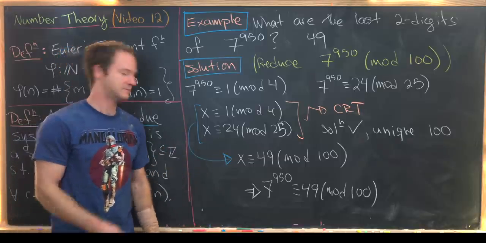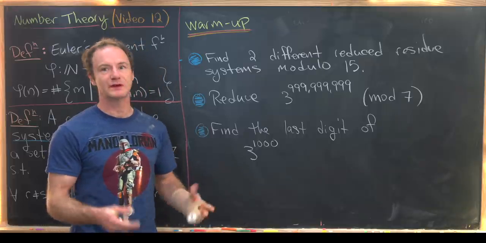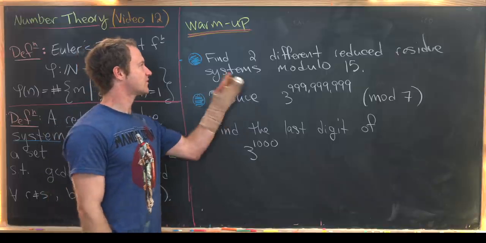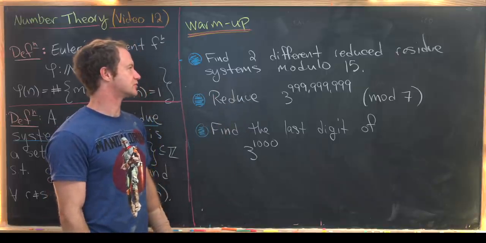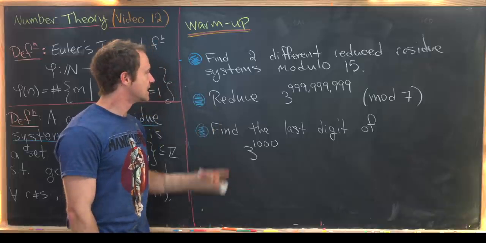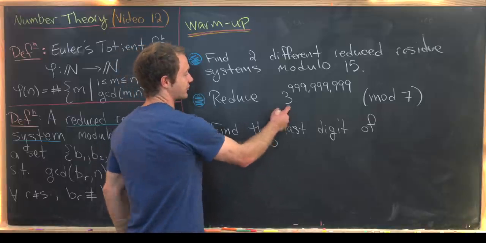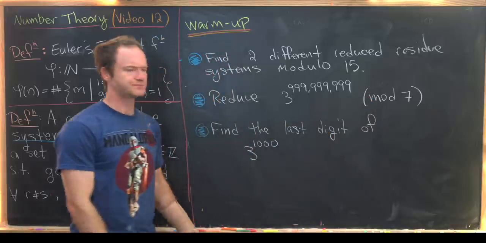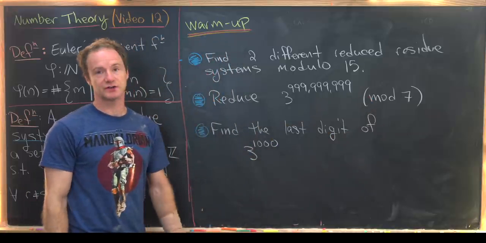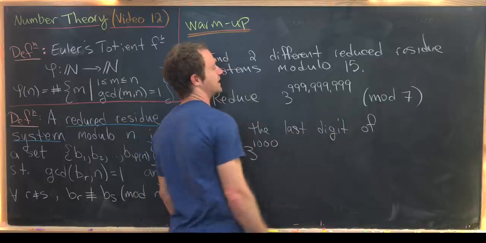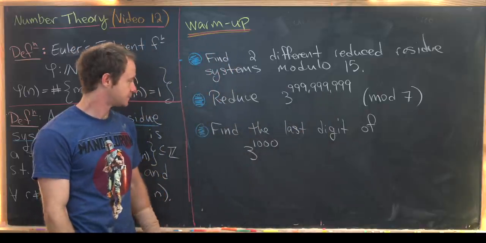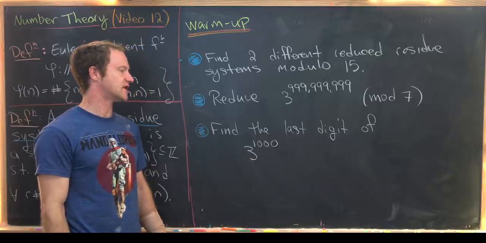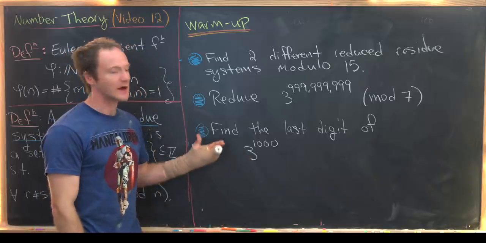Okay, so here I've got some quick warm-up problems built around Euler's theorem and all of the parts that went into proving Euler's theorem. So first, let's find 2 different reduced residue systems modulo 15. Next, let's reduce 3 to the 999,999,999 mod 7. So what do I mean by reduce that modulo 7? I mean you should output a number between 0 and 6. Okay, and then our last problem is to find the last digit of 3 to the 1,000. Okay, that's a good place to stop.